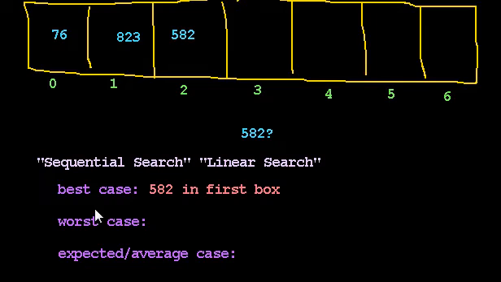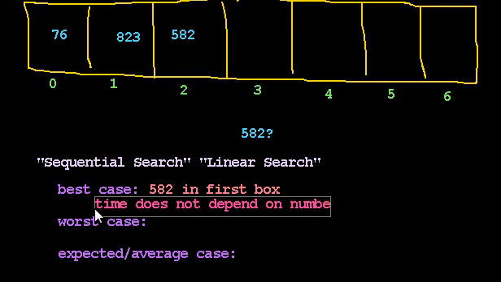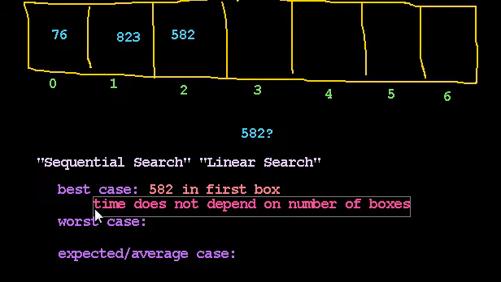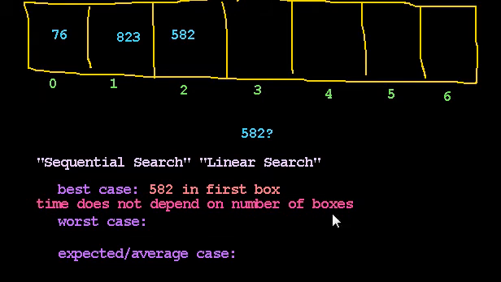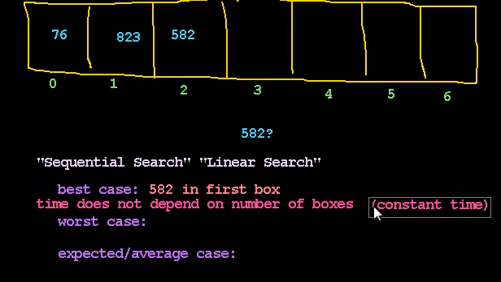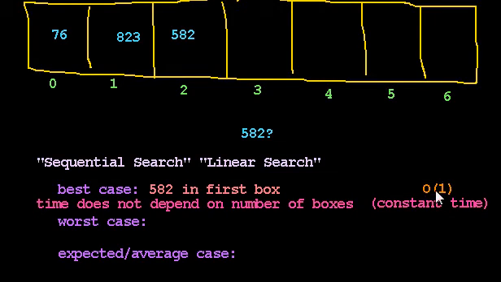Let's see, 582 in the first box. Finding a value in the first box, getting lucky, does not depend on the number of boxes. Therefore, we'll say the time does not depend on number of boxes, and that means that we say it runs in constant time. Constant time. And if you're familiar with something called big O notation, you'll know that constant time means we express it as big O of 1. If you're not familiar with that, don't worry about it. Just get the idea that the best case scenario is that the time does not depend on the number of boxes because we find the value right away.